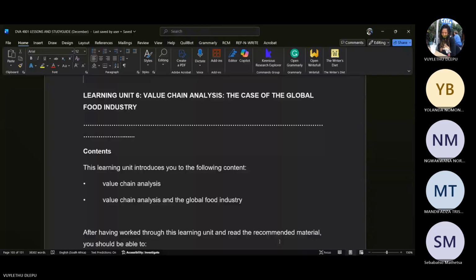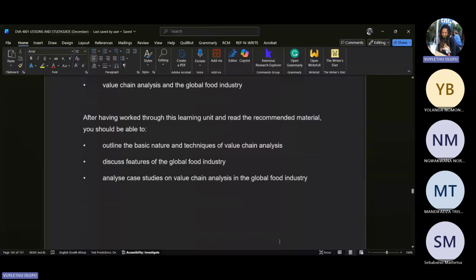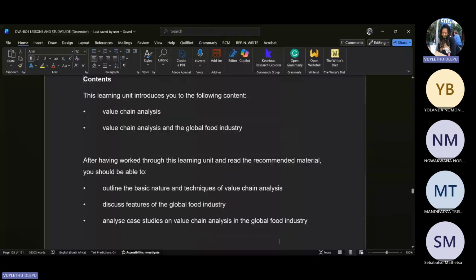It says, after working through this learning unit and the recommended material, you should be able to outline the basic nature and techniques of value chain analysis, discuss features of the global food industry, and analyze case studies on value chain analysis in the global food industry.